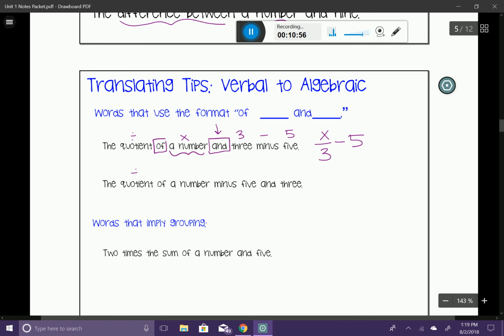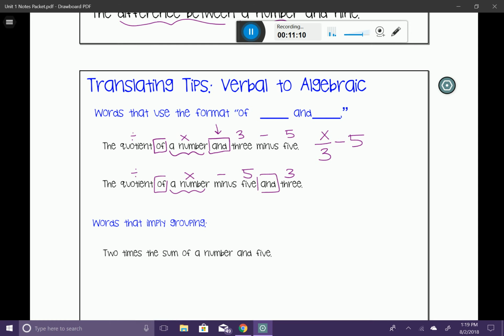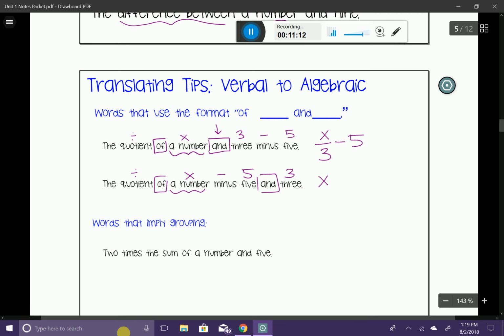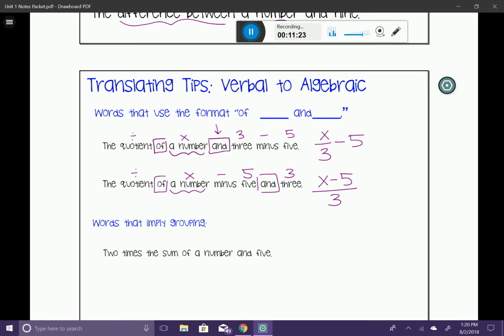The quotient of a number minus 5 and 3. I have my of and, so I'm going to put a box around those. Let's translate. The quotient of a number minus 5: so a number minus 5 and fraction bar 3. See the difference between the two? It's kind of tricky, but once you get the hang of it, it's a piece of cake.